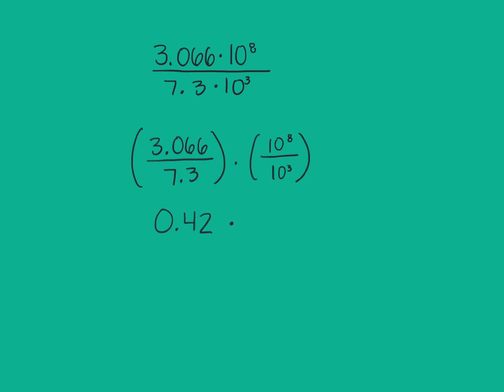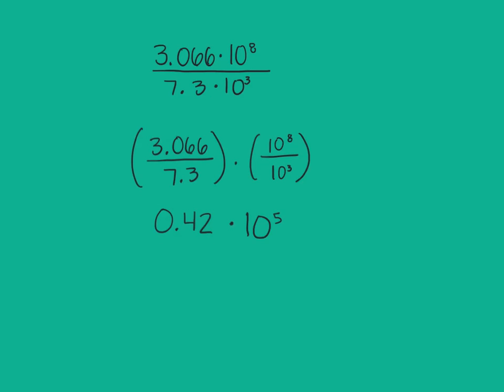So my final answer will be 10 to the power of 8 minus 3, and 8 minus 3 is 5. So it will be 10 to the power of 5. All right, so then the next step is similar to the slide before. We need to make sure that this answer here is actually written in scientific notation.